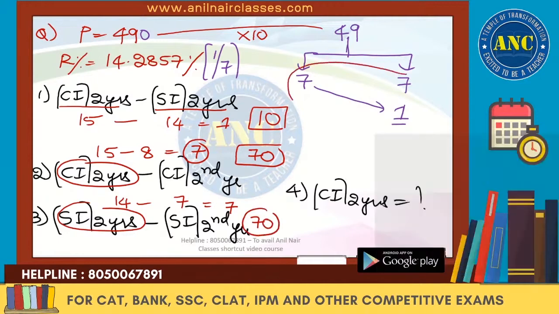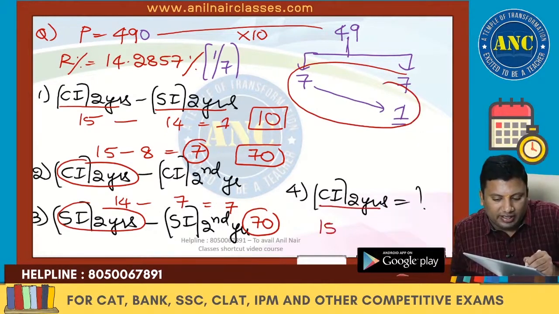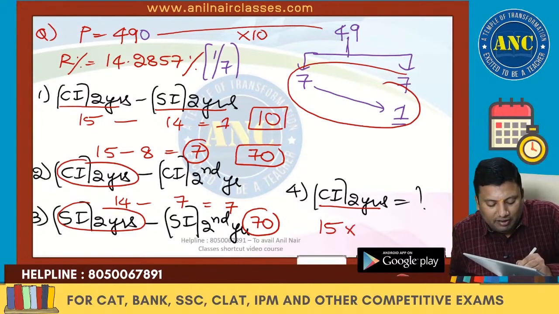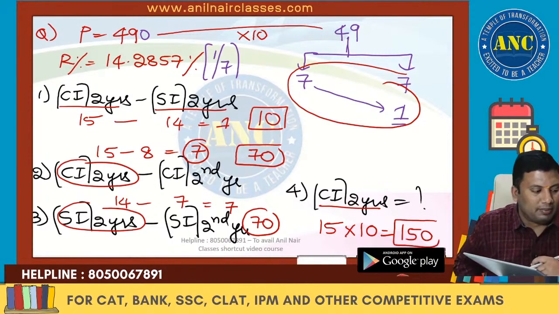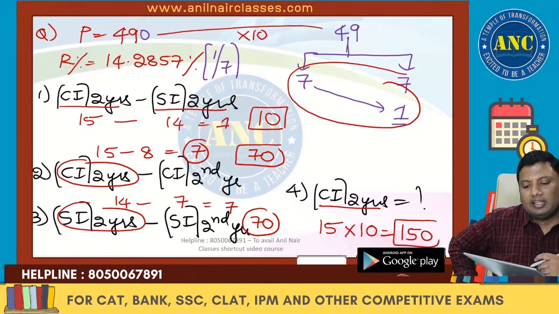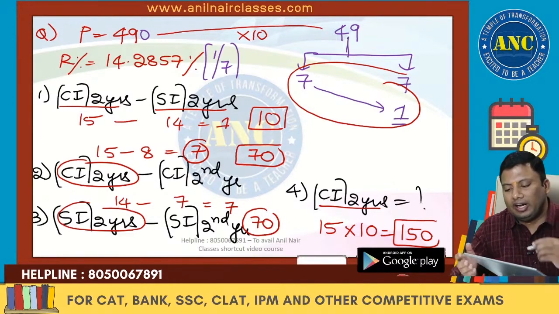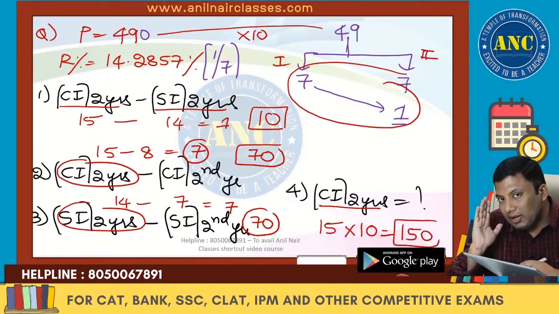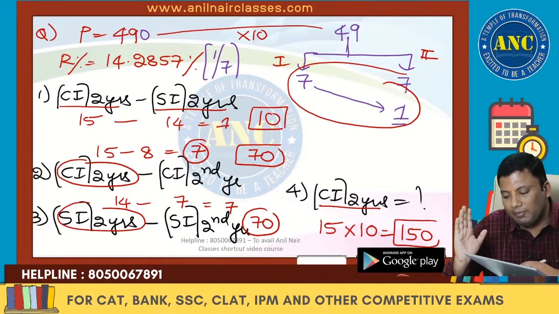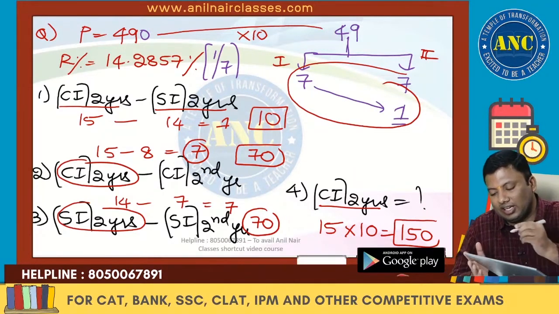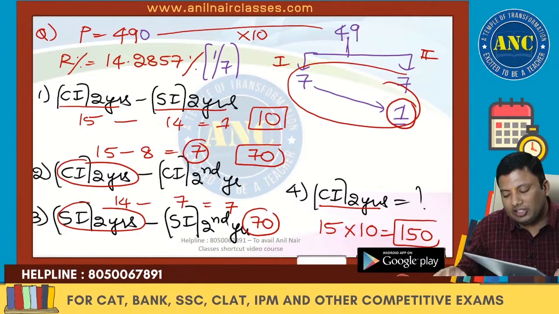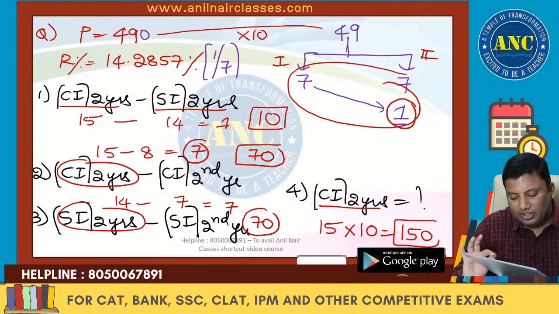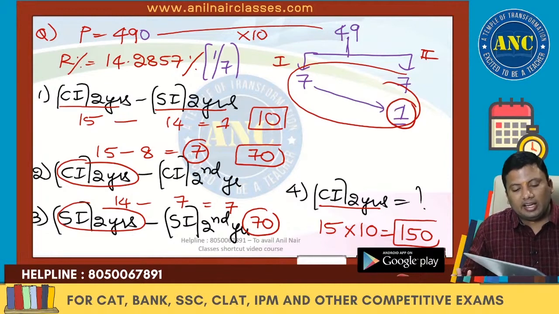CI for 2 years is total 15. 49 tens are 490. 15 tens are nothing but 150. I hope the idea is clear. So once you understand how to write, this is the first year, this is the second year. In SI, interest remains the same for every year. In case of CI, it is nothing but SI plus interest on interest. I hope the idea is clear.